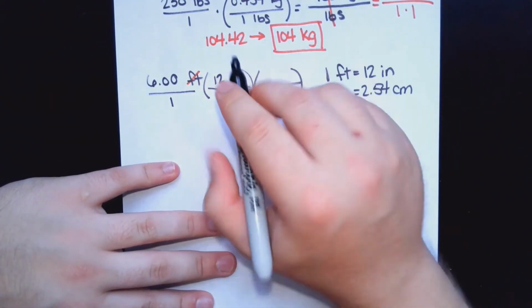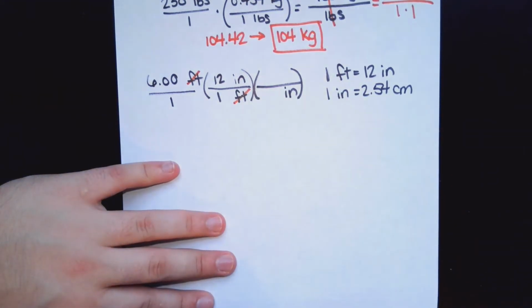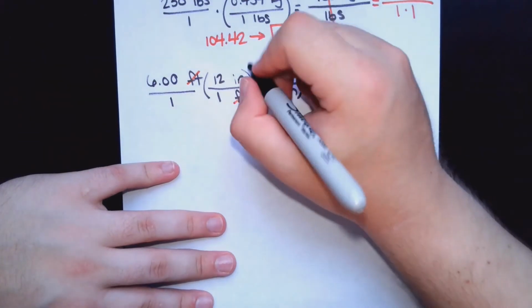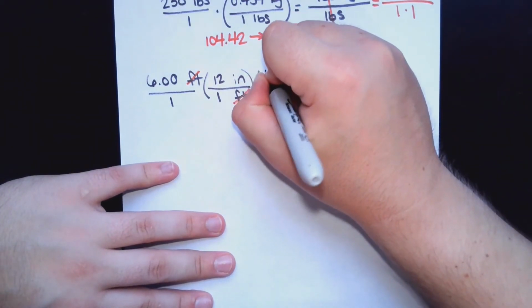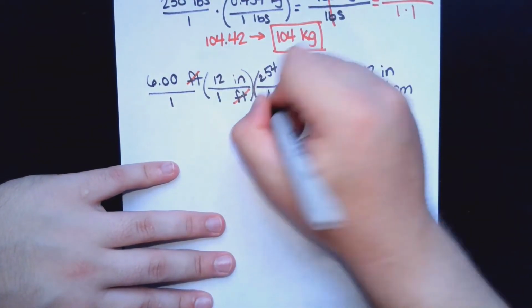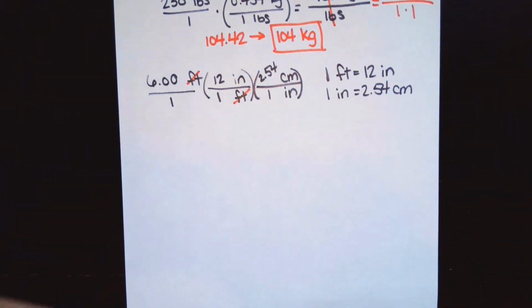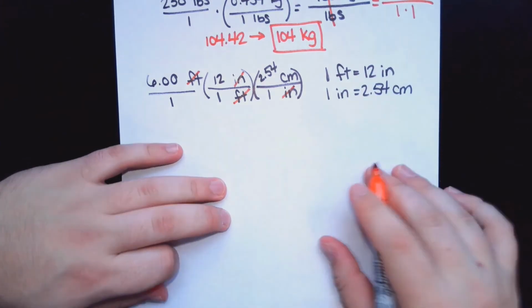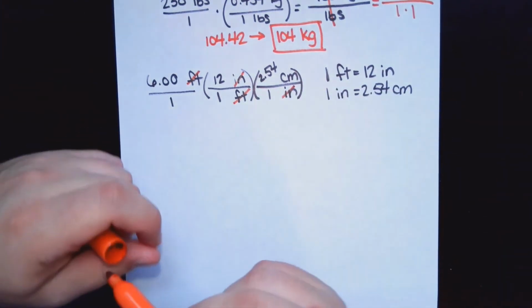So inches is in the numerator, so we have to put it in the denominator of this next conversion factor, which means by default, centimeters goes up here. So we've got 2.54 centimeters, 1 inch. And if you want, just to double check your work, inches in the numerator, inches in the denominator, leaves us with just centimeters.